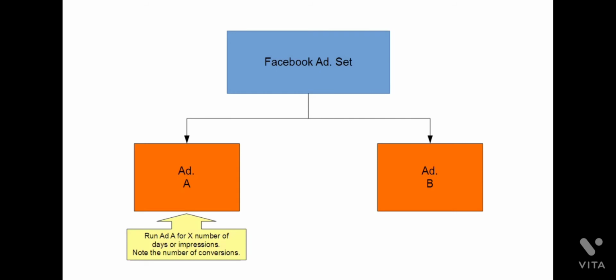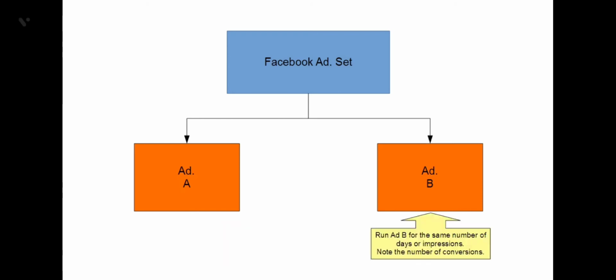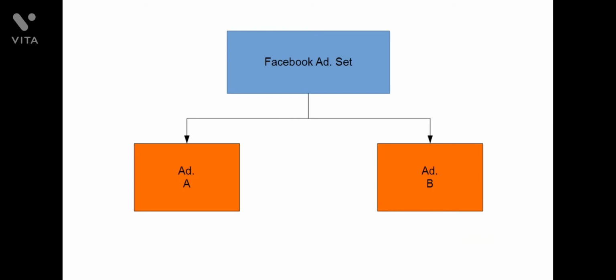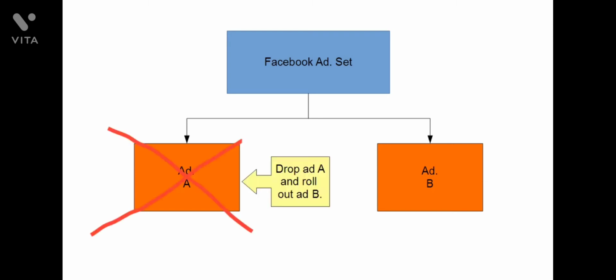So let's say you're going to have the two ads and you run Ad A for X number of days or impressions. You then note the number of conversions. You then run Ad B for the same number of days or impressions, and again you note the number of conversions. Now let's say, for the sake of argument, that when you go through all the stats you find that Ad B outperforms Ad A. What you simply do is drop Ad A and roll out Ad B to everybody that you want to target with the ad.